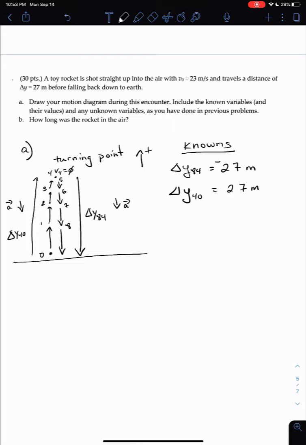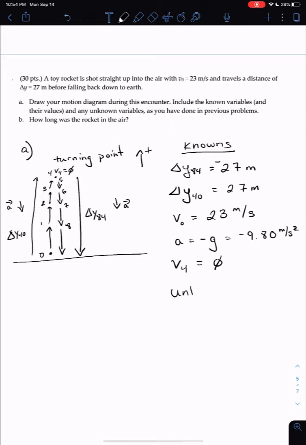Now, it also gives me an initial velocity of 23 meters per second. We've already said that our acceleration, it's free fall. So that means because I picked upwards to be positive, this is going to be negative g. And you can remember that that is negative 9.8 meters per second squared. And lastly, I know that my velocity at that turning point is going to be 0. That's the definition of the turning point, the point in the trajectory when the velocity is 0. That's when it changes directions.